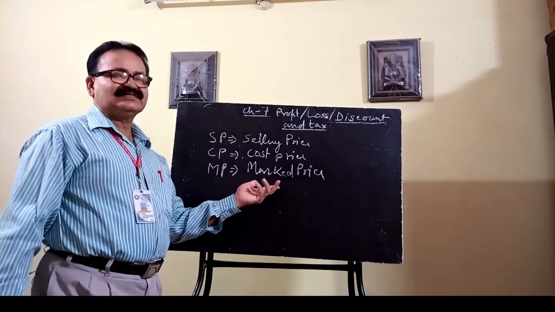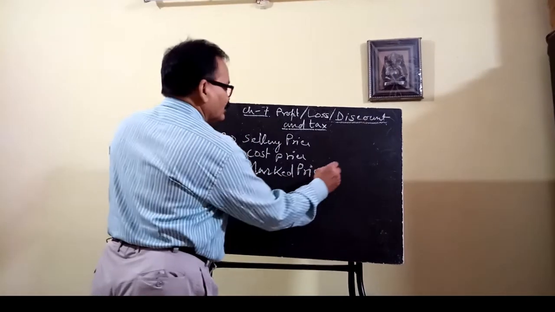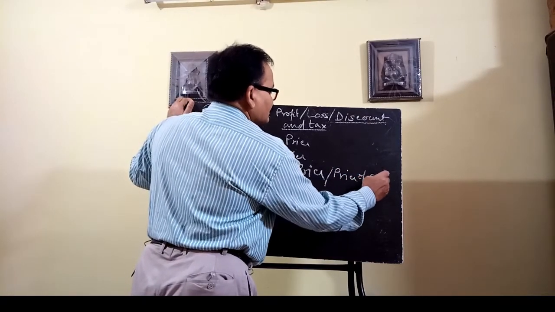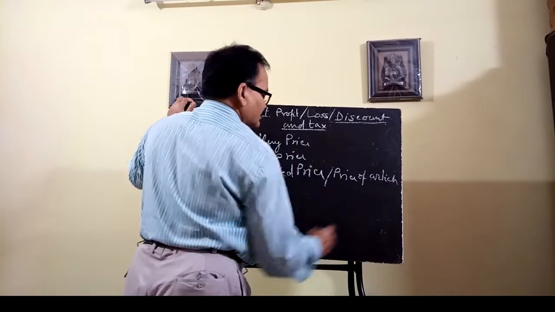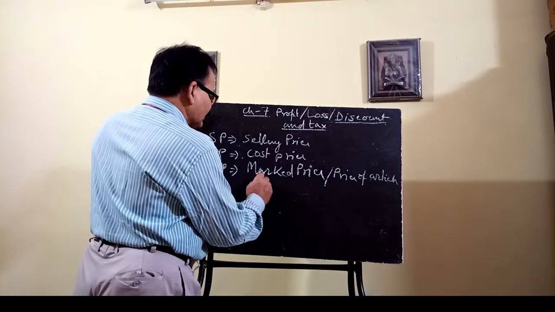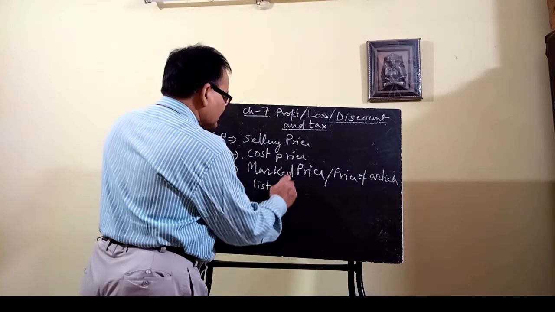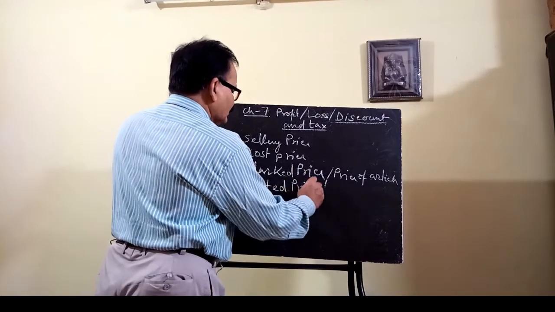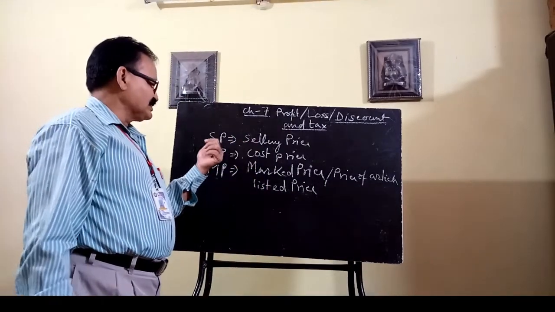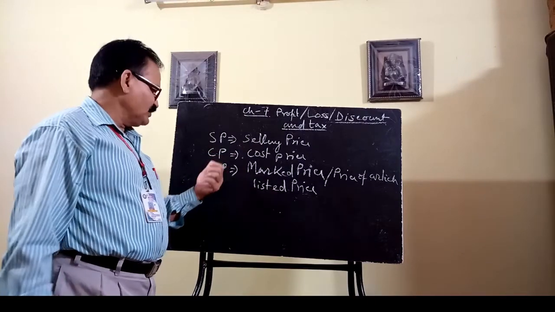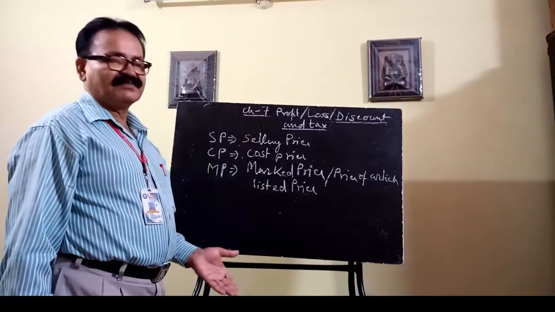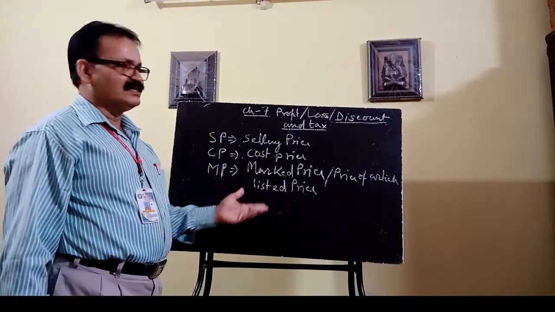This marked price means the price of the article, or price of the object, or this can also be written as listed price. Listed price is also termed as your marked price. So selling price is your SP, cost price is your CP, and MP is the marked price or the particular price of the article or the list price.